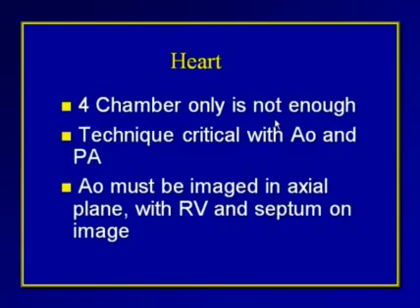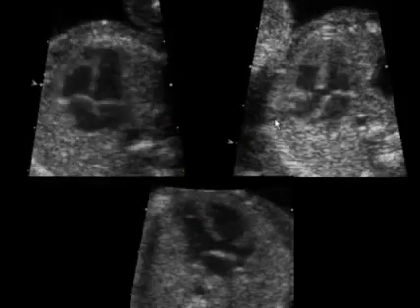When imaging the heart, remember that a four-chamber view only is not enough to report a normal heart. It's important that the aorta and pulmonary artery, or the left and right ventricular outflow tracts, are included in your exam. And technique is extremely important with these outflow tracts. The aorta must be imaged in the axial plane. You must identify that the interventricular septum is contiguous with the wall of the aorta, and there must be a right ventricle on the image.